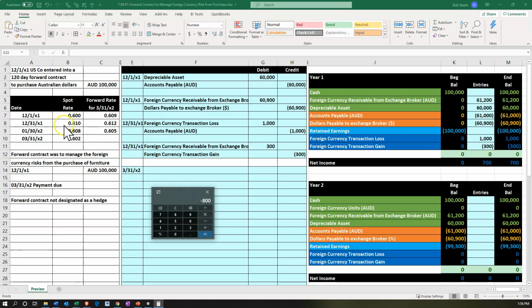So we basically have a gain resulting from it. Why? Because before, up here on 1231, it was 0.61. 1 Australian dollar was 0.61 US dollars. Now 1 Australian dollar is worth 0.602. So the Australian dollar got weaker versus the US dollar, or the US dollar got stronger versus the Australian dollar. And we're going to be paying in Australian dollars, which are now worth less compared to the US dollar. So that's good for us. So we got a gain here.